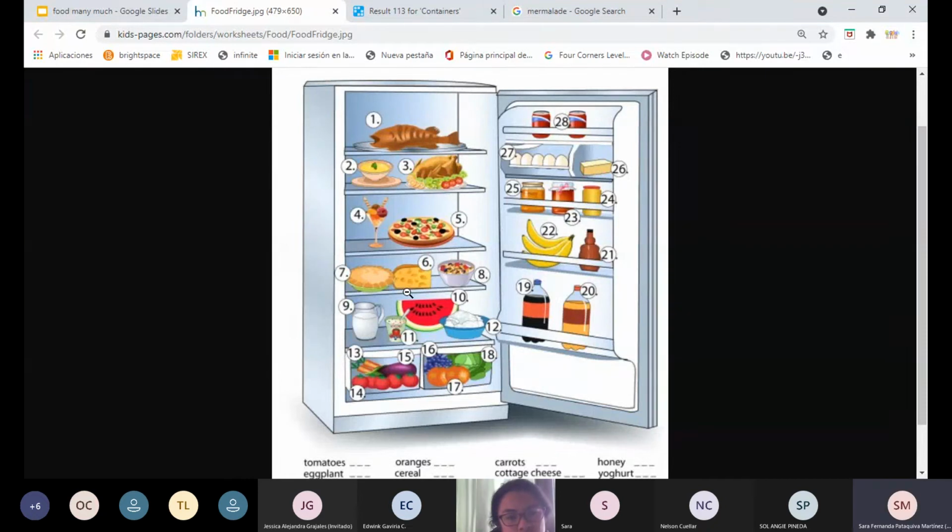How much cheese is there? Yes. So, Sarah, in your opinion, how much cheese is there, Sarah Martinez? There is a piece of cheese. Excellent. Very good, Sarah.